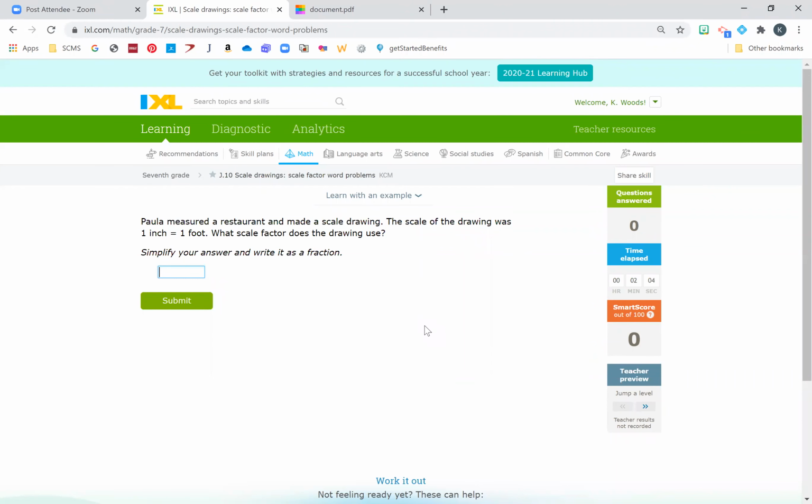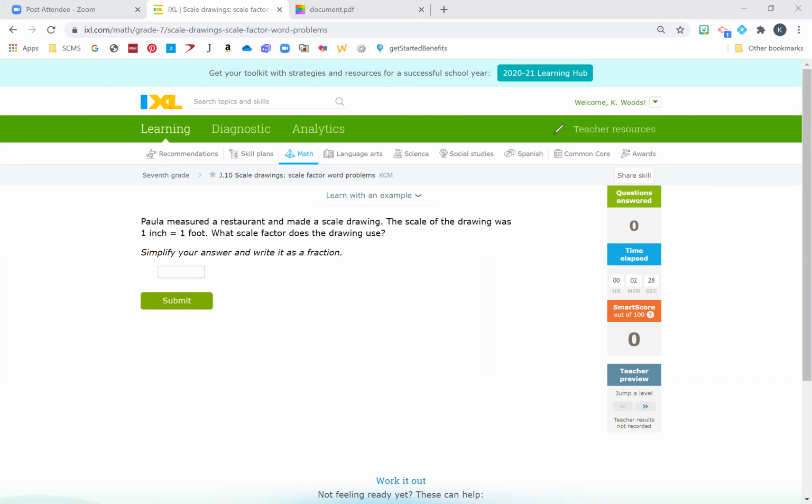All right, guys. On this problem, they are wanting us to solve for the scale factor, which is what it should be for all of these problems you do today. Paula measured a restaurant and made a scale drawing. The scale of the drawing was 1 inch equals 1 foot. What scale factor does the drawing use? Okay, so let me pull up my annotate over here.